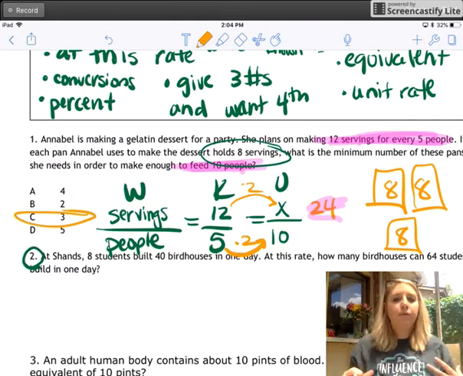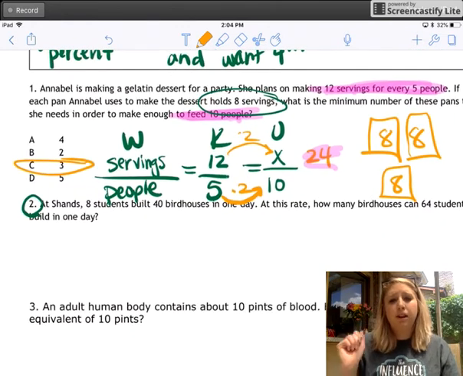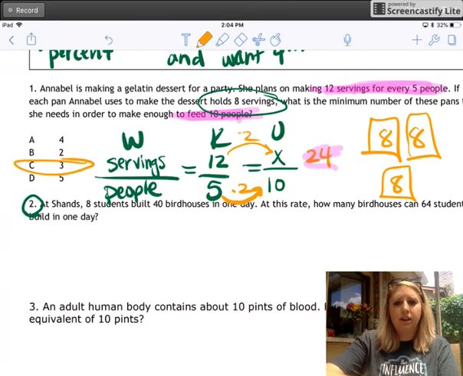All right. Hopefully that WKU review was perfect for you. I would like you to try number 2 and then enter your answer in Edpuzzle. Good luck.